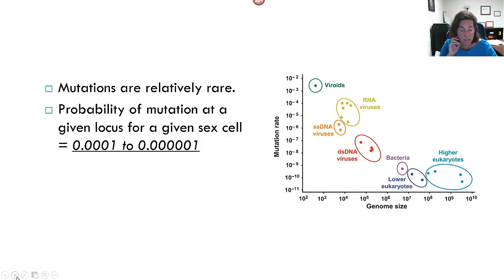So, as I said, mutations are very, very rare. The probability of a mutation at a given locus for a given sex cell is 0.001 to 0.00001. So here you see the rate of mutations. It's very low.